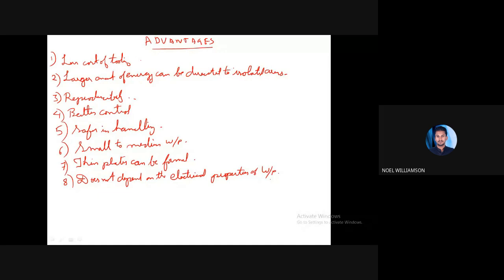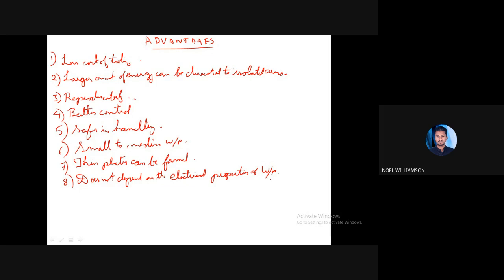And next is the suitability of the work size. Regarding the work size, here we can form workpieces which are in the range of small to medium. Even thin plates can be formed using this particular operation. And finally, one more, regarding the dependency. This process does not depend on the electrical properties of the workpiece. It is independent of the electrical properties.